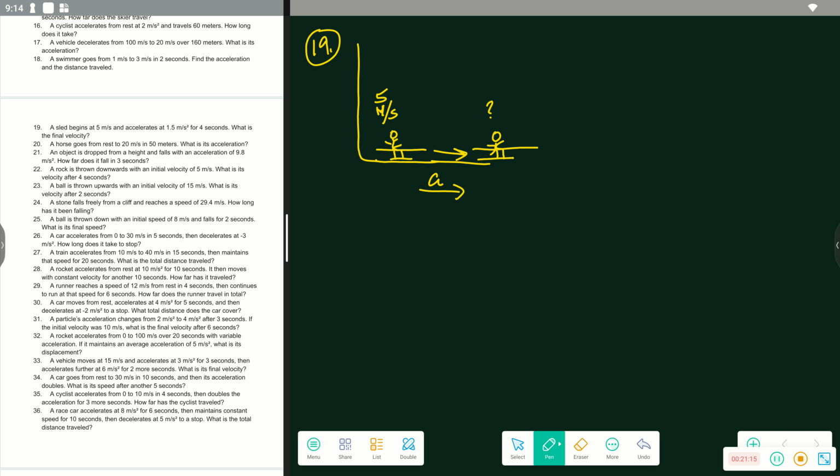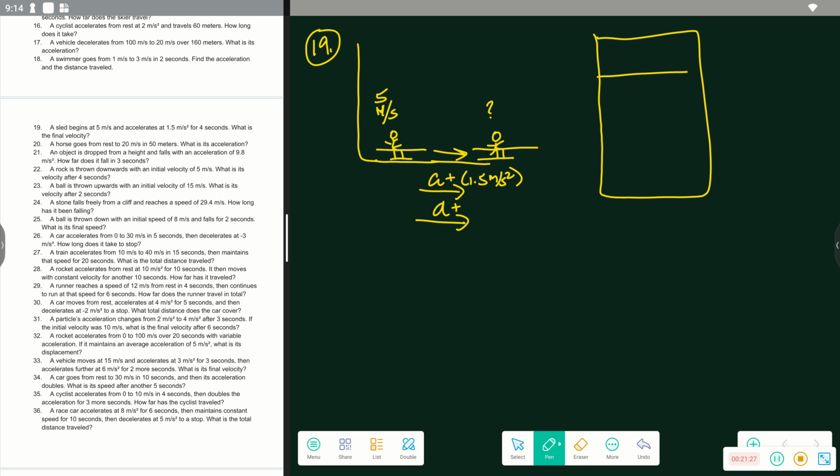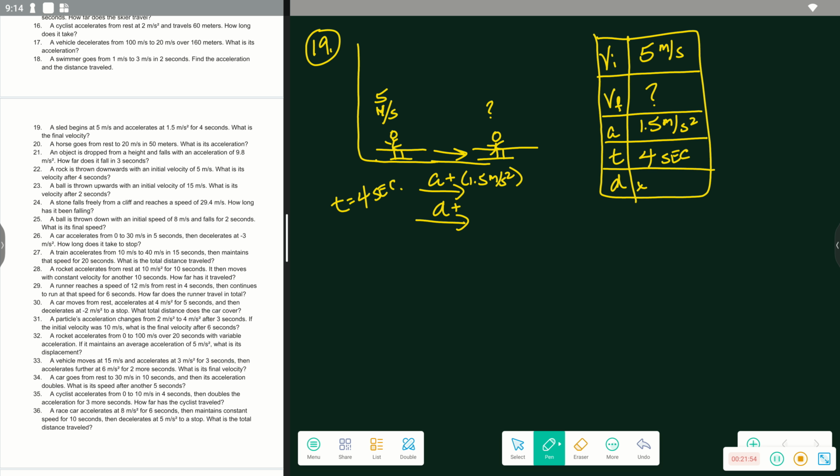The acceleration is going to be positive, and it's 1.5 meters per second squared. Displacement is also positive, but we don't need to know what that is. We don't need to solve for it because we have 3 other variables. All right. VI, VF, A, T, D. So your time is 4 seconds, your acceleration is 1.5 meters per second squared, your final velocity is what you're solving for, you don't have your displacement, and your initial velocity is 5 meters per second.